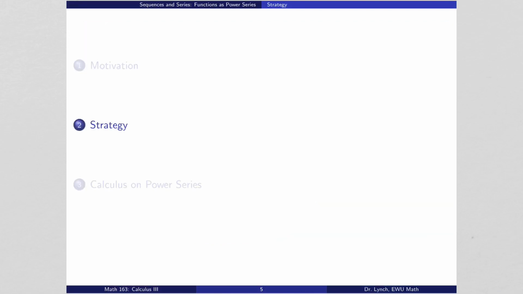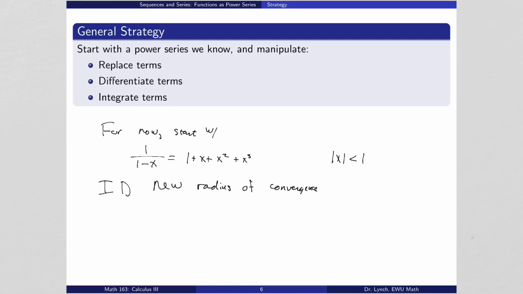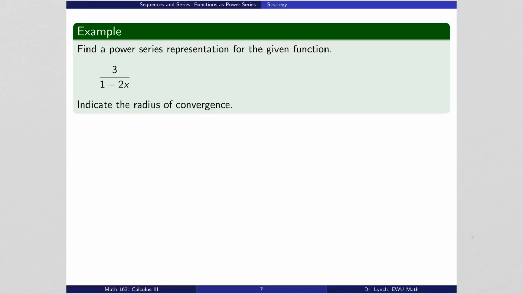So our general strategy for dealing with power series and functions will be the following. We'll start with the power series we know, which for the time being is just that special case of the geometric series. We'll either replace terms, or maybe differentiate terms or integrate terms, to get new functions. As we work through this, we'll keep track of the new radius of convergence in our new series. So let's illustrate this general strategy with a couple examples.